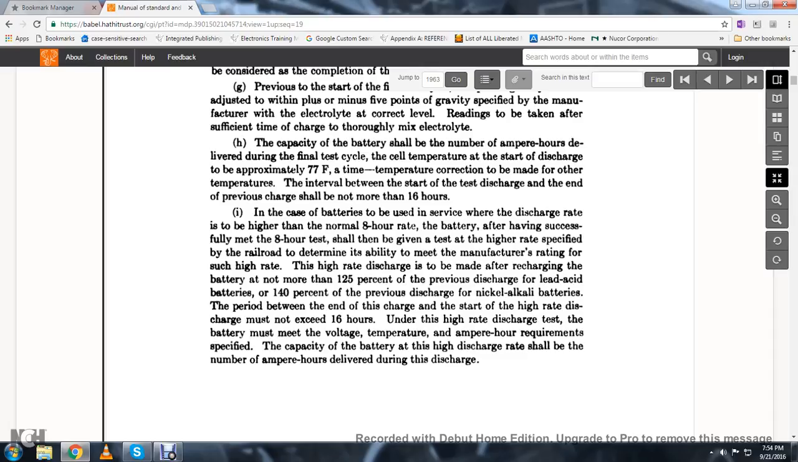The period between the end of the charge and the start of the higher rate discharge must not exceed 16 hours. Under the high rate discharge test, the battery must meet the voltage, temperature, and ampere hour requirements specified. The capacity of the battery at high discharge shall be the number of ampere hours delivered during this discharge.